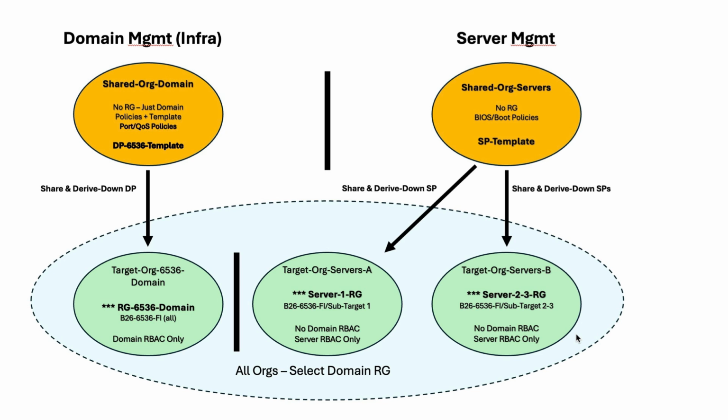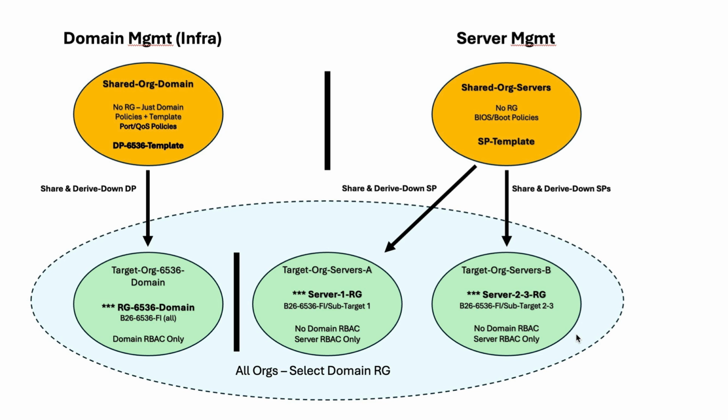And then on the server side of the coin, we have a couple target orgs, and I made a couple different ones because I want to use the segmentation of adding specific servers in a domain to a resource group. So I created a server one resource group from that same domain, but I'm using sub-target one for server one. No domain RBAC, but server RBAC will be applied here. So this is like server administrator.